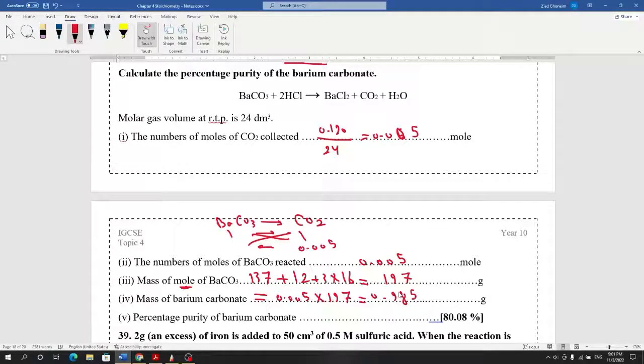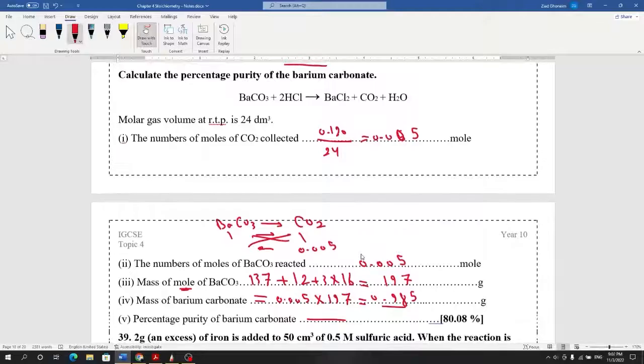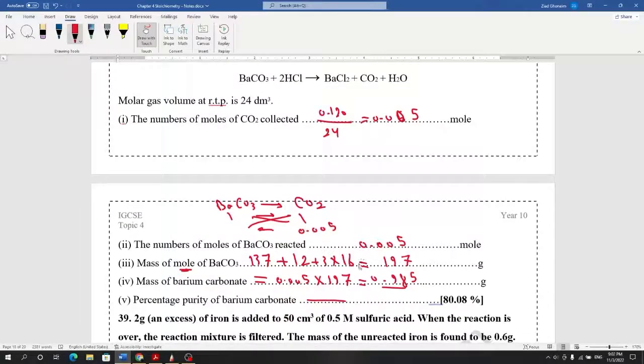0.985 grams. The percentage purity of barium carbonate will be equal to the mass of barium carbonate divided by the actual mass or the given mass of barium carbonate, which is 1.23. Here we have 0.985 divided by 1.23 multiplied by 100 should be equal to 80.08%. The rest of the questions are the same idea.